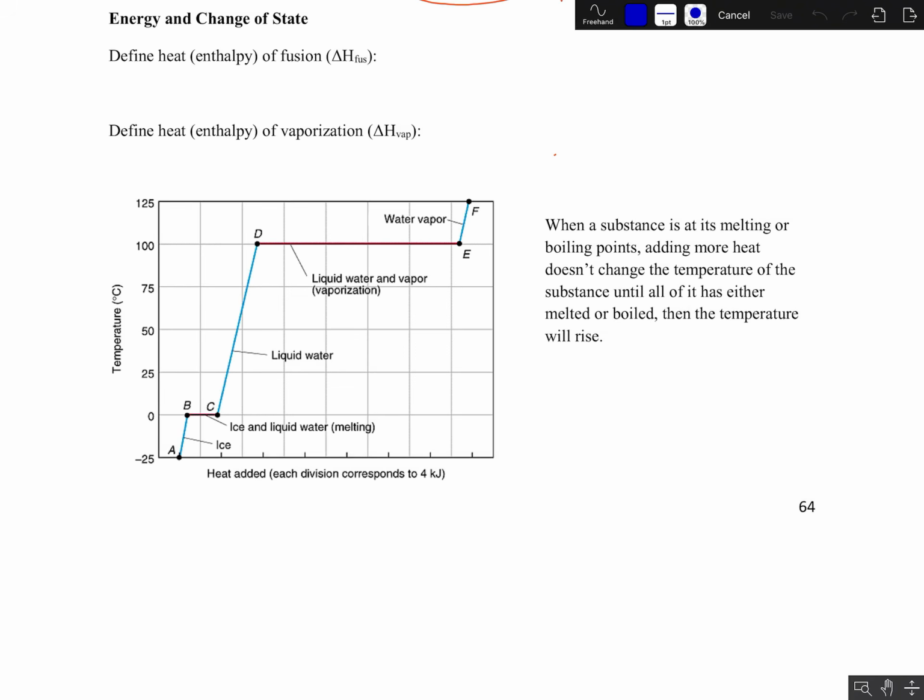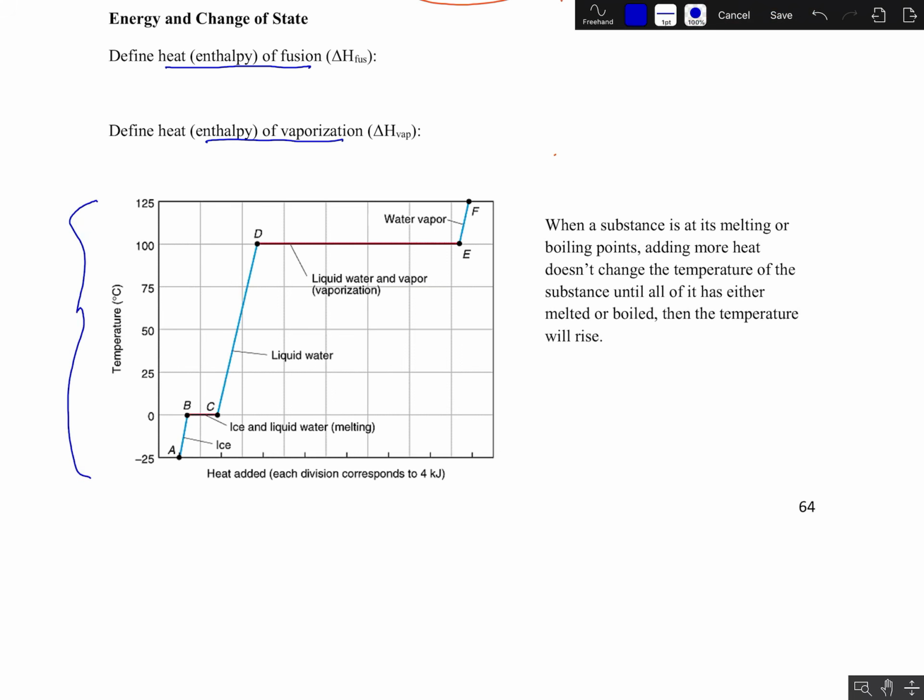Kiddos, welcome back. We have a few vocabulary terms I want to talk about today. Something called heat or enthalpy of fusion, or heat or enthalpy of vaporization. And after we discuss that, I want to talk about this heating curve for water. You may have seen it before. There's a demonstration that I have that goes along with this heating curve that I will refer you to as well. So let's just jump right into it.